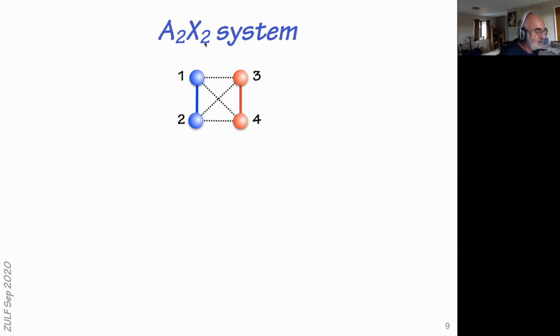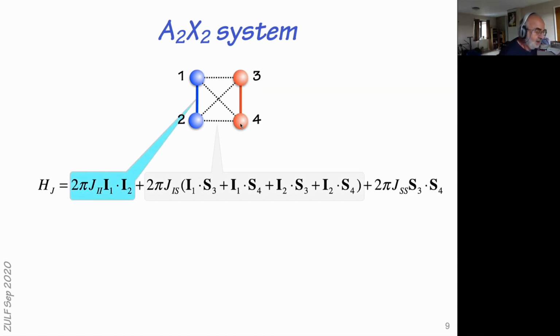So let's start with the A2X2 system. In this case, you have two magnetically equivalent I spins and two magnetically equivalent S spins. And we write down the J coupling Hamiltonian. It has terms for the II coupling, terms for the SS coupling, and terms for the IS coupling. But the point is that all four couplings are the same, so you can multiply all of these four coupling operators by the same factor. Now, to treat symmetry, you use group theory.